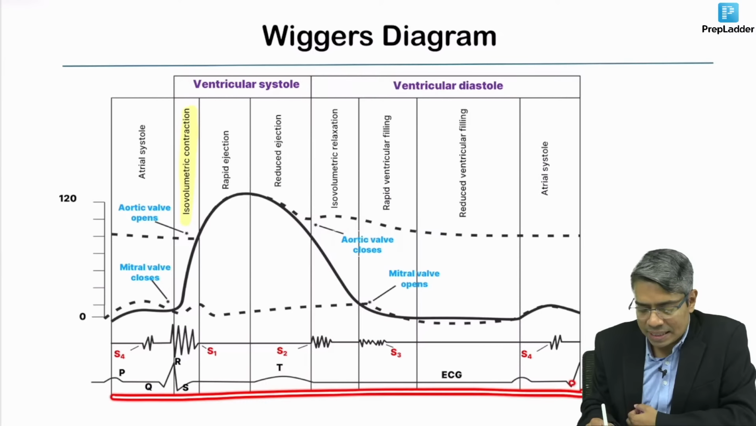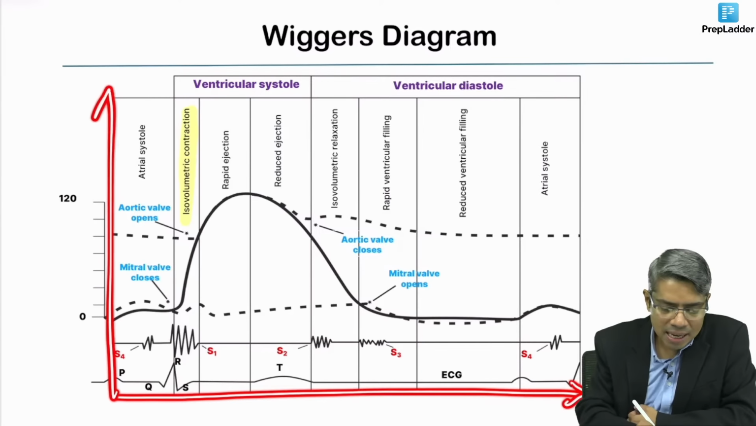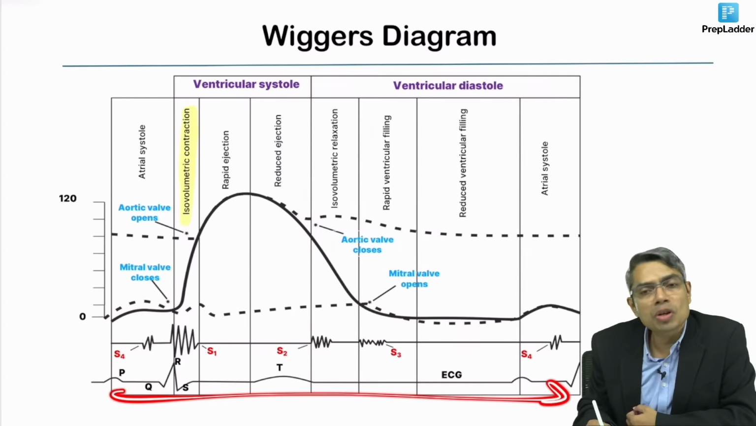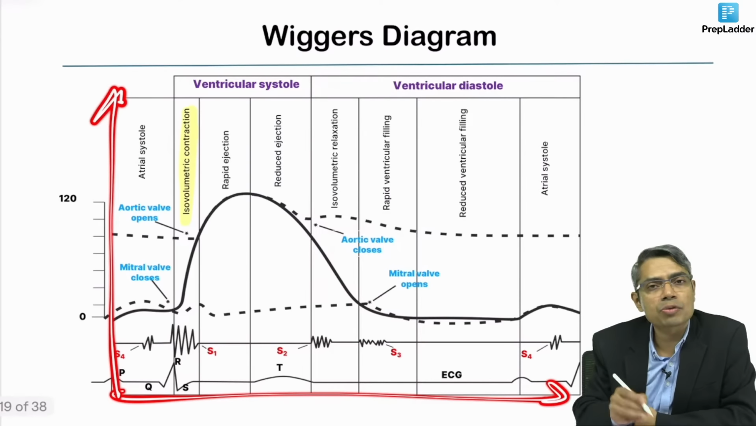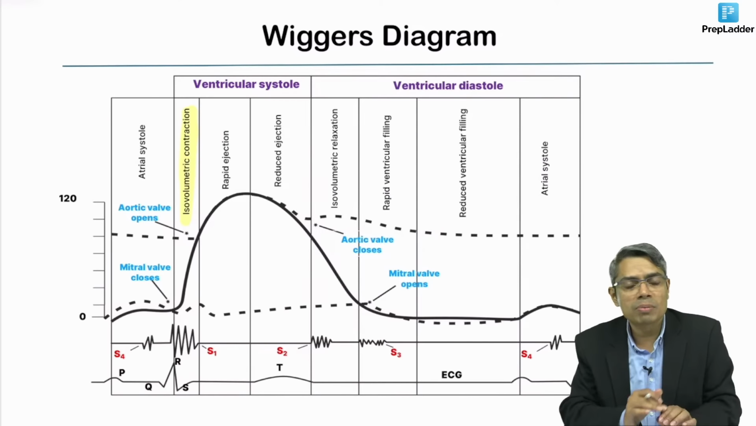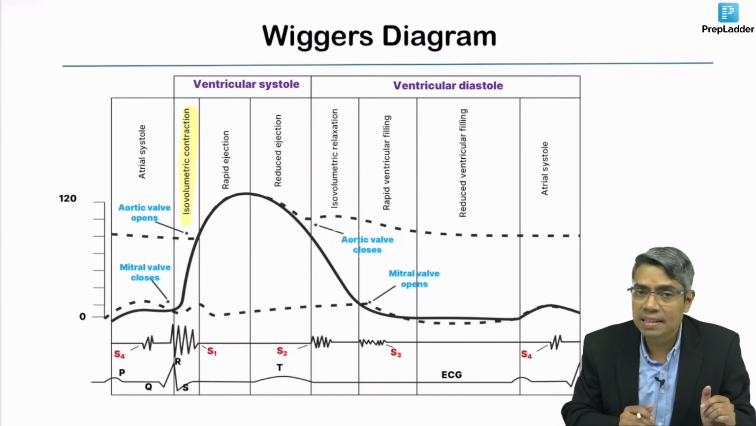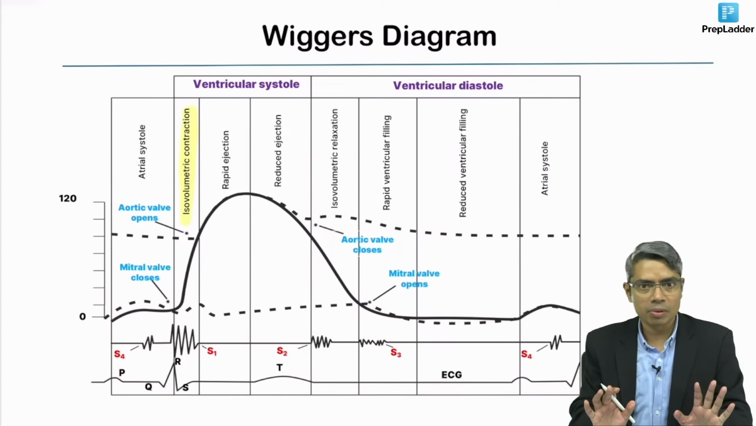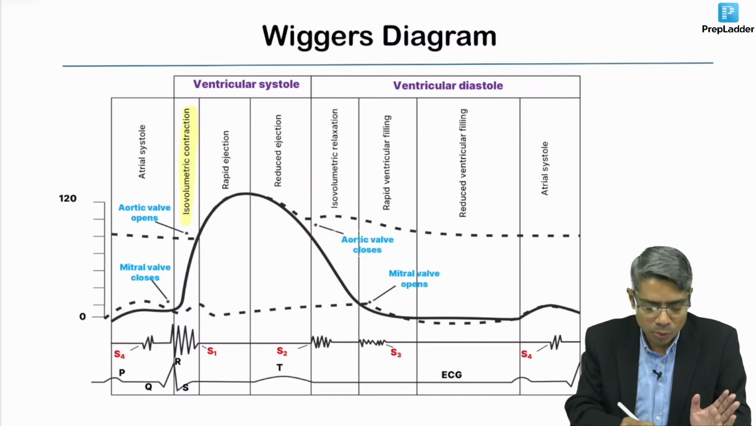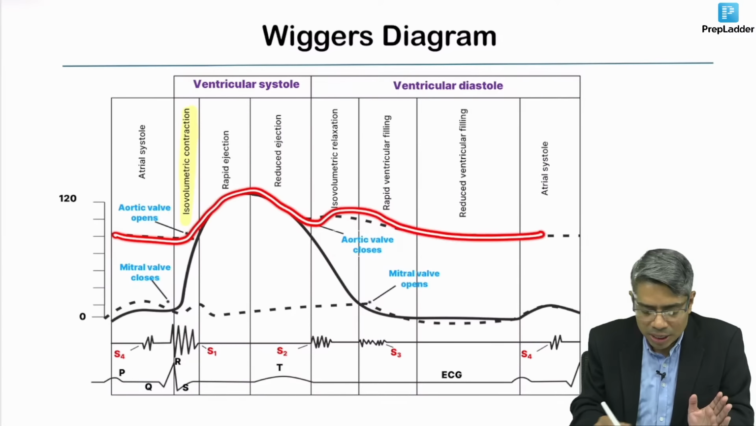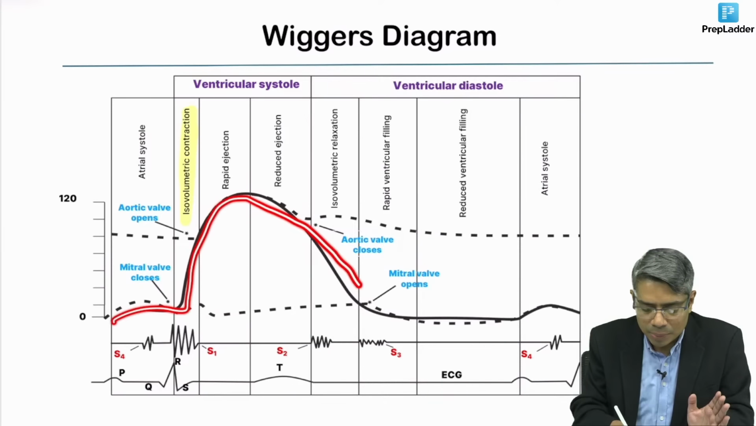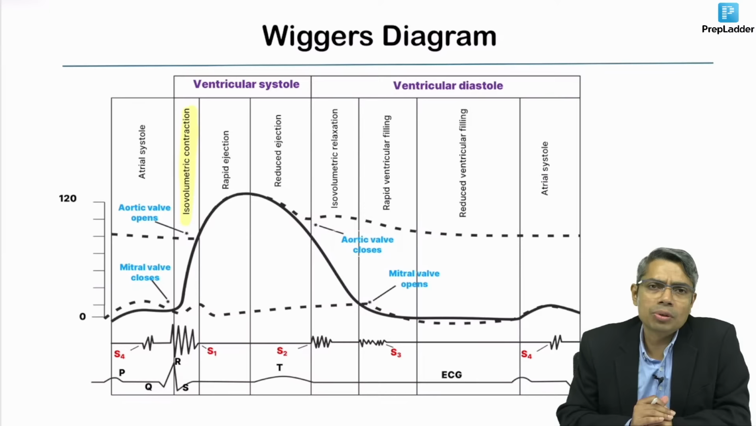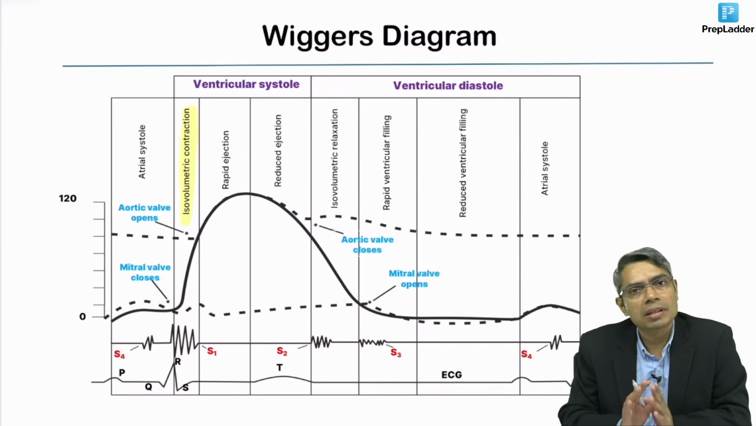All these phases have been plotted, but here the plotting is a little bit different. The X axis is time and the Y axis is pressure. In the pressure volume loop, the X axis was volume and the Y axis was pressure. That is why the pressure volume loop we discussed had a different shape, but here the X axis is time and the Y axis is pressure. So, in this diagram, these two things, this is the aortic pressure and this is the ventricular pressure, the solid lines. Leave these two aside, everything else is your MCQ.